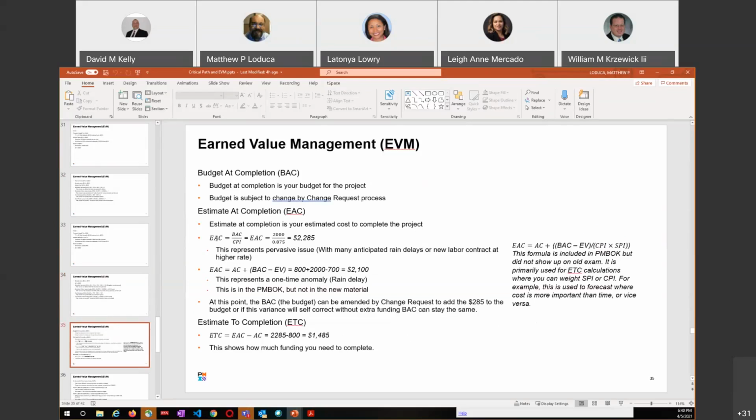Like this formula up here, the EAC equals the AC plus BAC minus earned value divided by CPI. This one never showed up on my exam. This is a very complex one, and you don't really normally use it so much, but like in this example here, when cost is more important than time or vice versa, then you might use this formula.